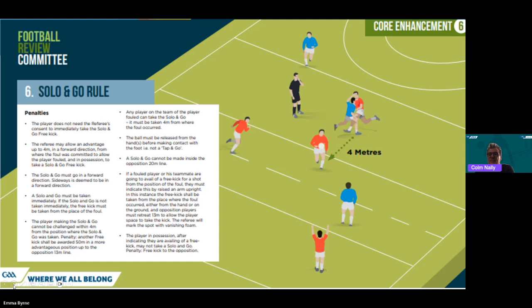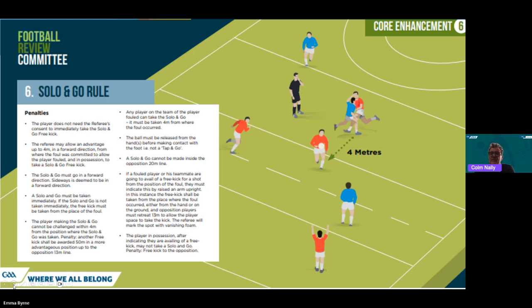And that's keeping in line with one of the core skills of the game, the solo. So it has to be a proper solo. Any player of the team, of the foul player, can take the solo goal, but he must be 4 meters from where the foul occurred. So he has to be kind of very, very close to them. If the player's on the ground, he can hand the ball or pass the ball up to them.